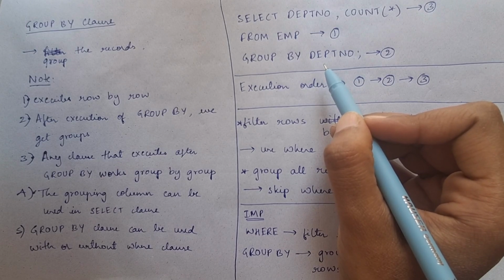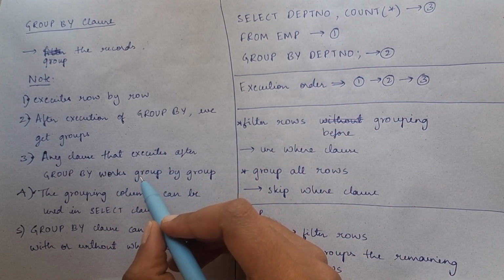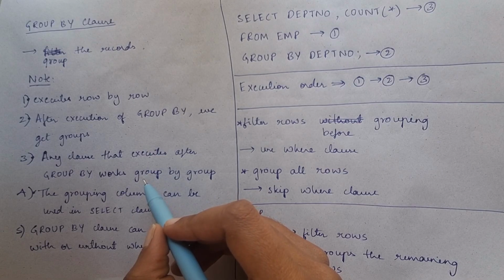So groups are created after reading rows, not before. Any clause that executes after group by works group by group. That is, once groups are formed, any clause that executes after group by will work group by group, not row by row.